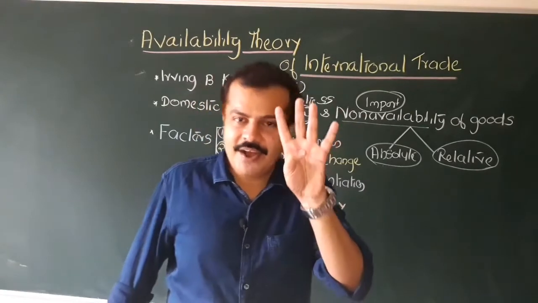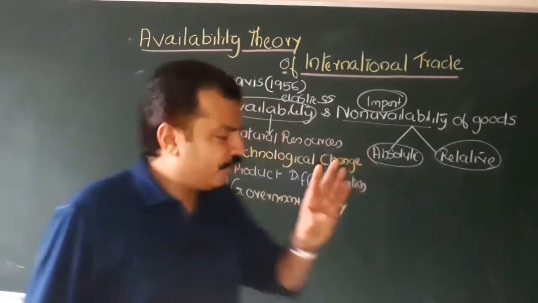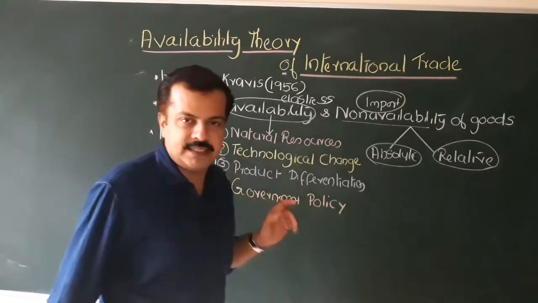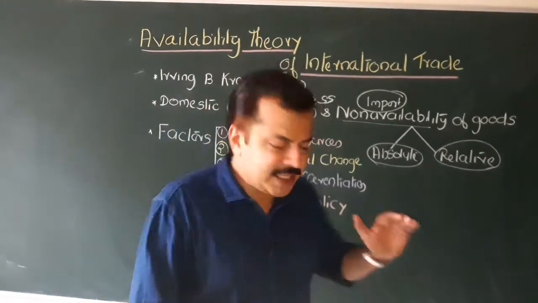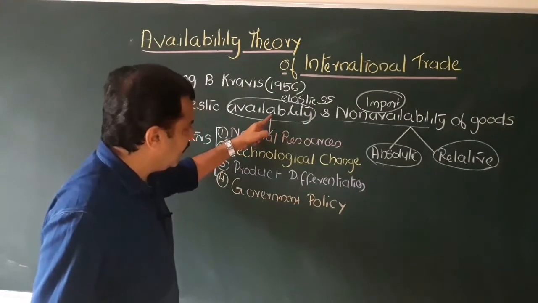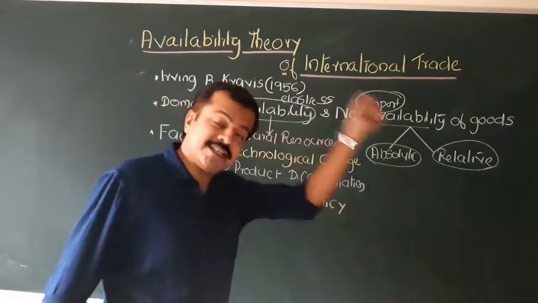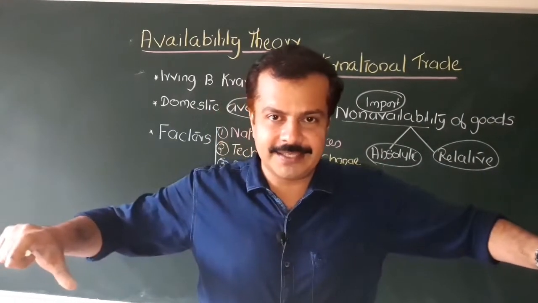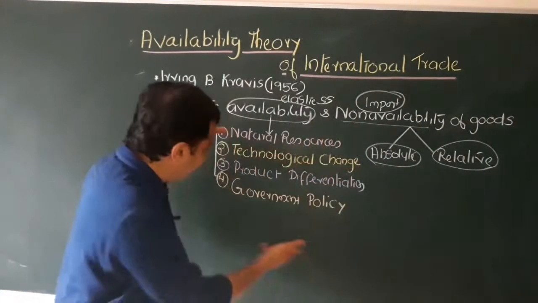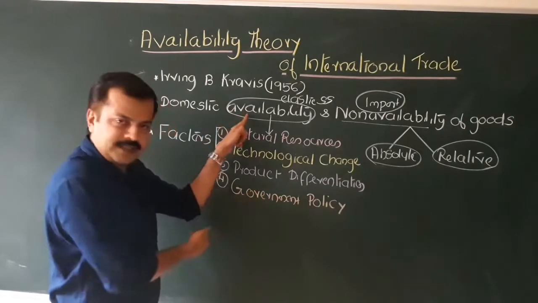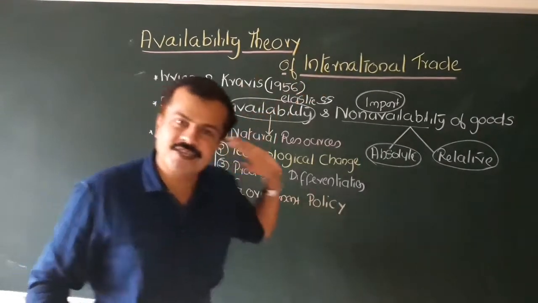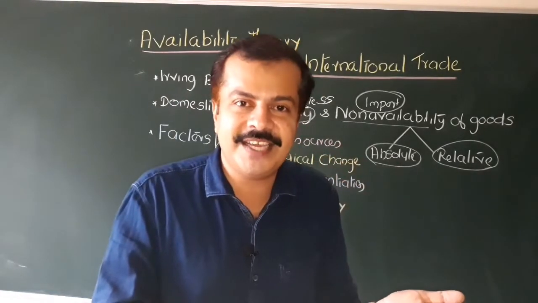So we have seen 4 factors, 4 bases that influence the availability of goods. These factors influence the availability, and availability in fact determines the pattern of trade. Hope that particular thinking is clear to you. These are the 4 factors that influence the availability, and the availability influences the international trade. That is why it's known as the availability approach.